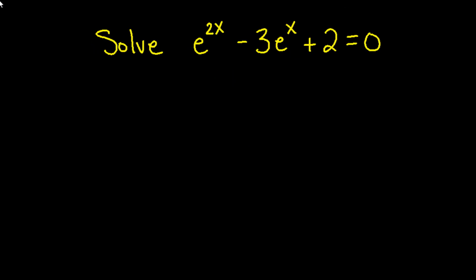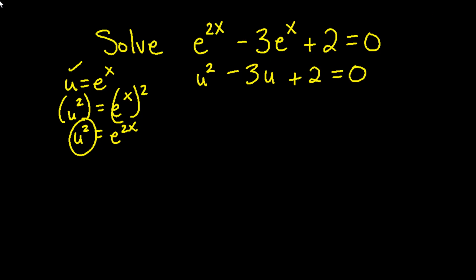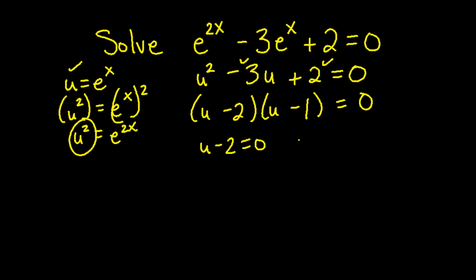This problem is in the form of a polynomial with e as the base rather than an x. Oftentimes we use what's called a u substitution for these problems, where we set u equal to e to the x, and if we were to square that, we get u squared equals e to the 2 times x, which is e to the 2x. This is what allows us to substitute u squared for the first term and u for the middle term being multiplied by the -3. At this point, we can factor this polynomial. U times u is u squared, and -2 times -1 equals +2 and adds up to -3. Setting both of these equations equal to 0, we can solve for u. U equals 2 and u equals 1.